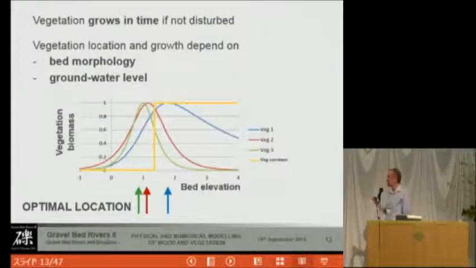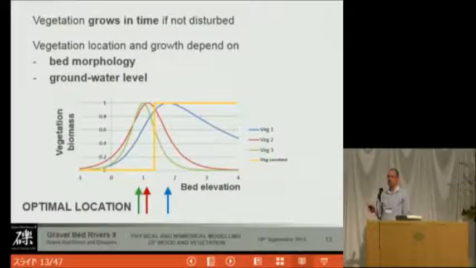So one of the specific points of this model is, well, vegetation grows in time, and this we have seen also in the previous model by Hiroshi. But vegetation also grows in a different way depending on the groundwater and the bed morphology. So we can have different distributions. This is the bed elevation. This is the vegetation biomass distribution.